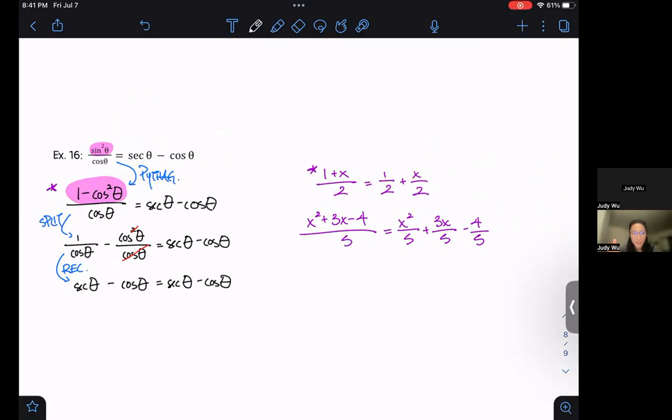So annotations, show every single step, make sure that you are able to justify your reasoning on things and write both sides. All of that will get you full credit, all right?